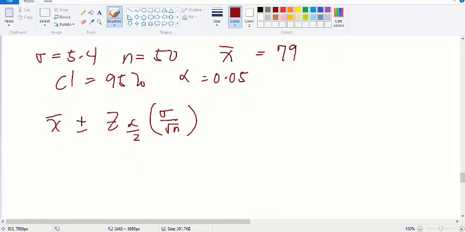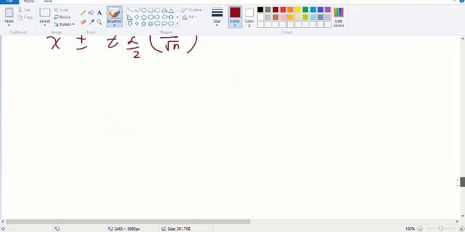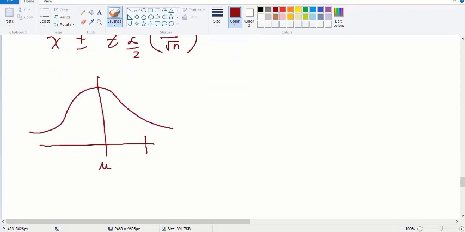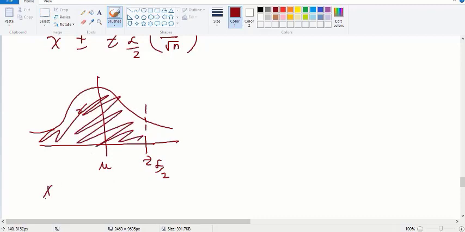So we get, this is really the main problem, the Z alpha over 2. So we have the mu, and somewhere over here is the Z alpha over 2. So, how do we get that? Still the same thing. We need to get the area to the left. So, the area to the left is 1 plus 0.95, the confidence level, over 2. So, using your calculator, that is 1 plus 0.95 divided by 2. So, the area is 0.975.